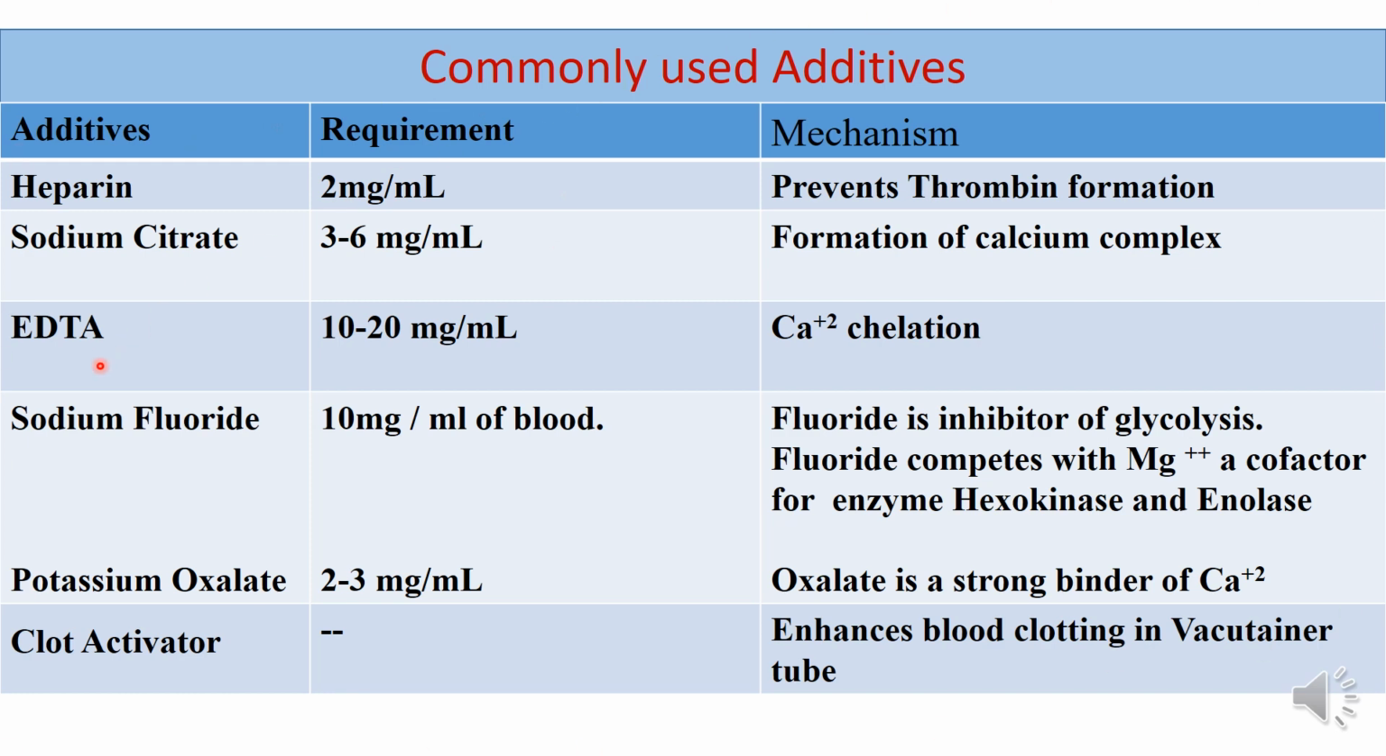Now the choice of these tubes will vary. For example, if we want to estimate calcium, since EDTA chelates calcium, we should never collect a blood sample for calcium estimation in an EDTA containing tube, because it will give a false low value of calcium. So depending upon what we want to analyze, we should choose the additives present in the vacutainer tubes.